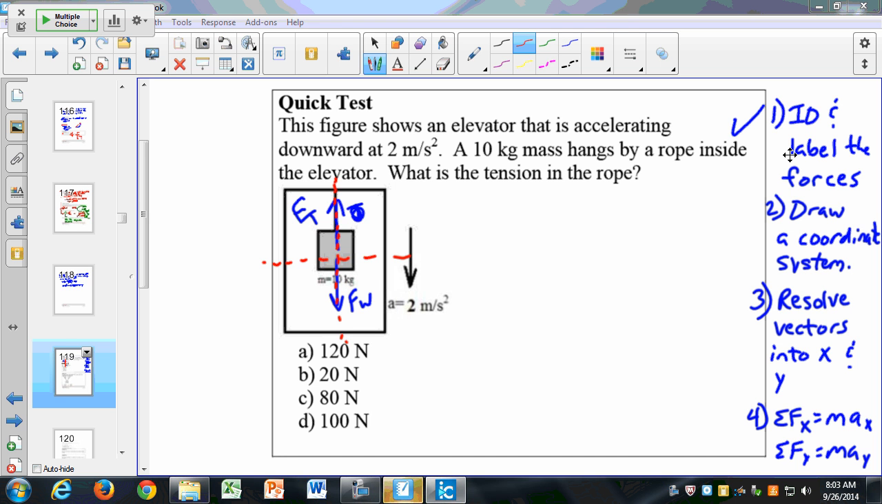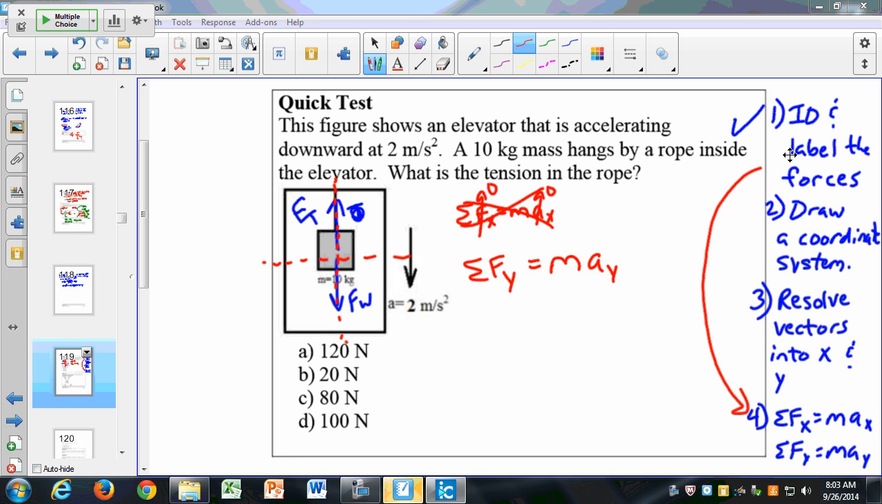So I can really just skip right ahead to step 4, where I apply Newton's second law. Newton's second law says that the sum of the forces in the x direction equals max. The acceleration in the x direction is 0. In fact, there are no forces, so I don't even need to write that. So really, I just jump straight to this. I say the sum of the forces in the y direction equals may.